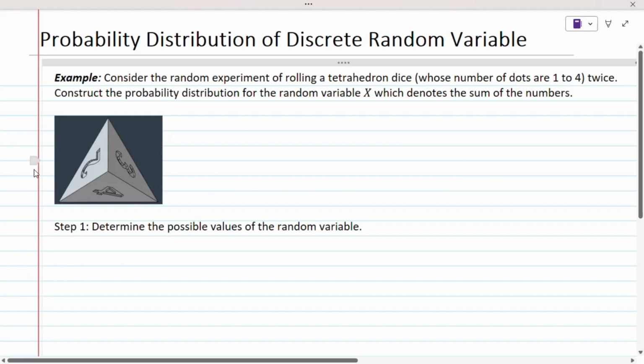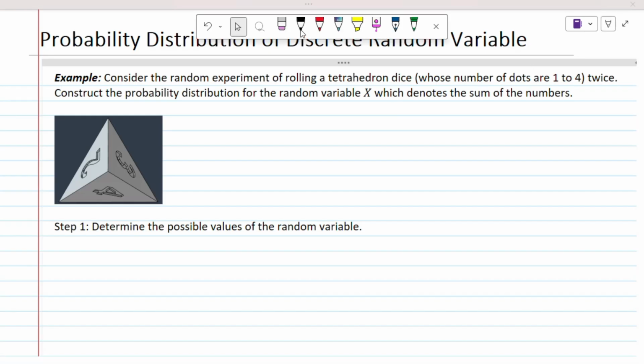For example, we have this. Consider the random experiment of rolling a tetrahedron dice whose number of dots are 1 to 4 twice. So we construct the probability distribution for the random variable x, which denotes the sum of the numbers. So what we are going to do for this is construct the probability distribution for the random variable x, where our random variable x denotes the sum of the two numbers.